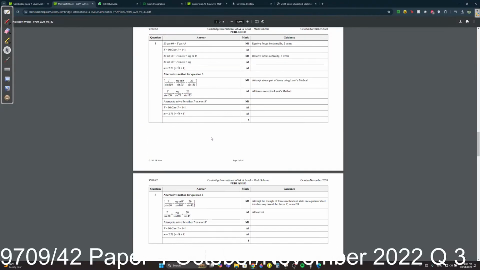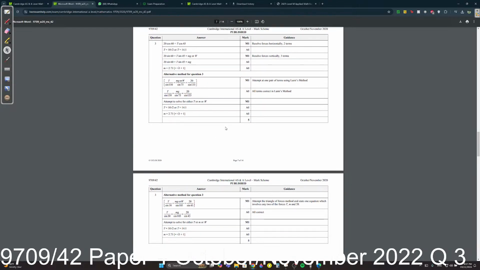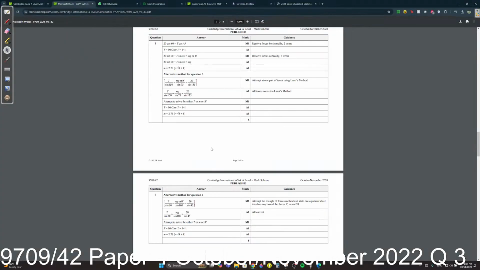Question 3. So what's the answer I'm trying to get? M is equal to 2.7. Okay, that's the answer we want. Let's see. And what's T? T is equal to 14.1.